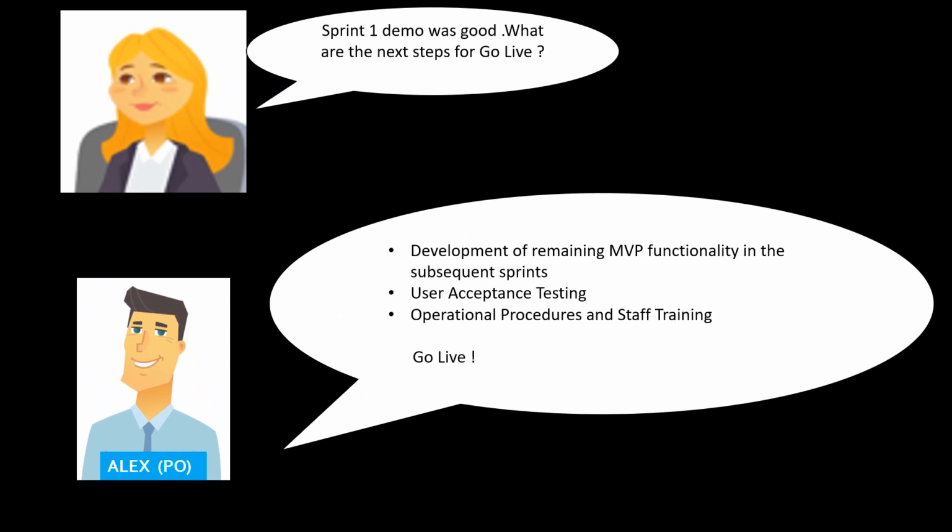Jane was very happy with what she saw as part of Sprint 1 demo. She asked Alex, "Sprint 1 demo was good. What are the next steps for go live?" Alex was happy to hear Jane's feedback and then he mentioned that there were 3 key activities before go live. First one, development of remaining MVP functionality in the subsequent sprints. Second, user acceptance testing. Third, operational procedures creation and staff training. And then go live. We will cover each of these activities in the subsequent slides.